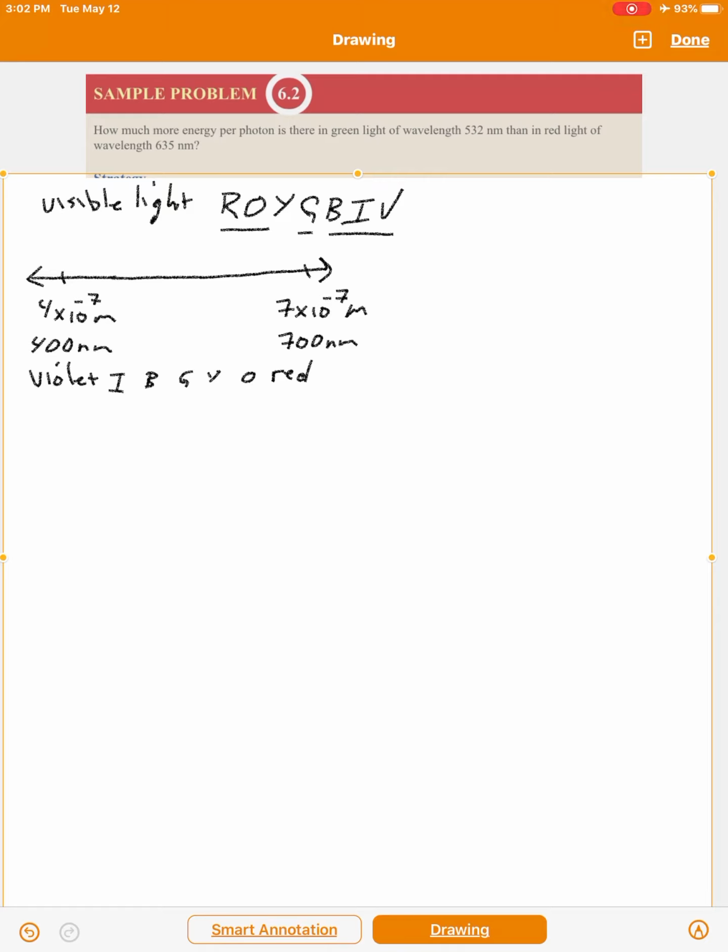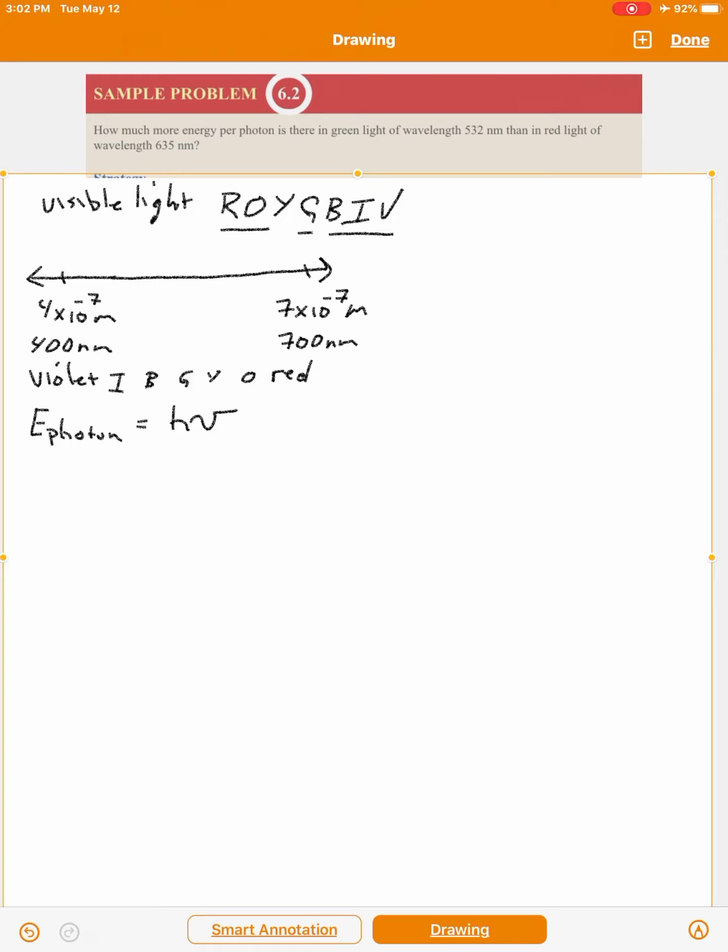So for this particular problem, there are 2 wavelengths we're looking at. One wavelength is 532 nanometers, which is in the green range, and then 635 is in the red range. So those are the 2 different types of photons that we're looking at. Okay, so the energy of a photon is equal to h nu.